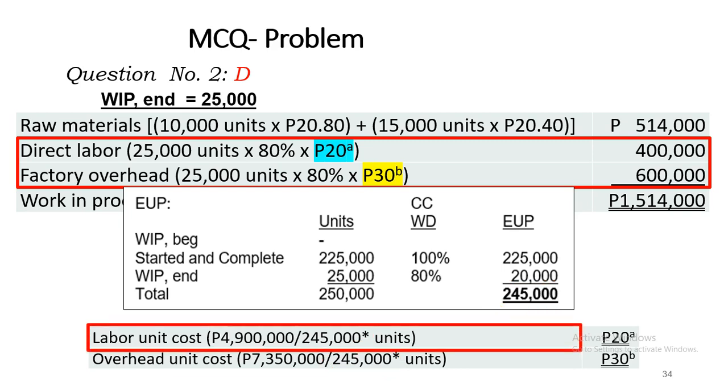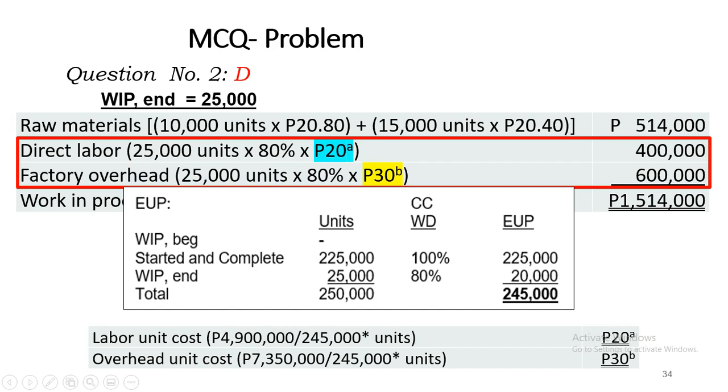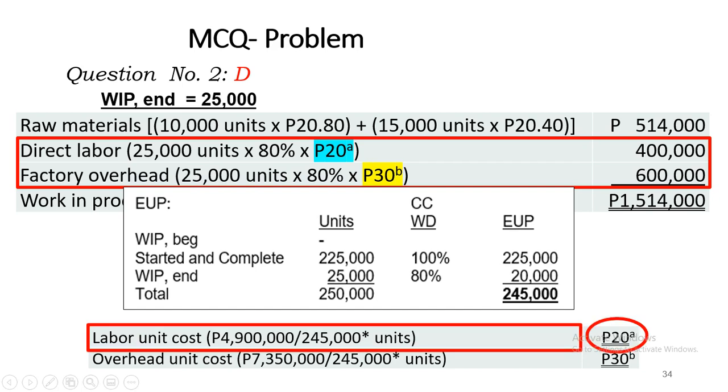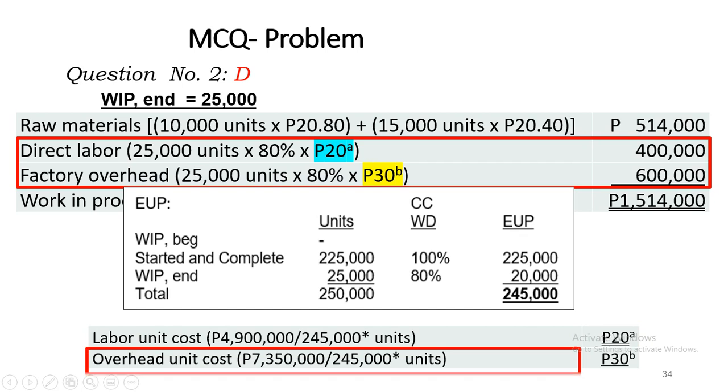This will be used as the denominator to compute for the labor unit cost and overhead unit cost. 4,900,000 divided by 245,000 units, so labor unit cost is 20. And then overhead unit cost is 7,350,000 as given, divided by 245,000 as the equivalent unit of production. Therefore, overhead unit cost is 30 pesos.